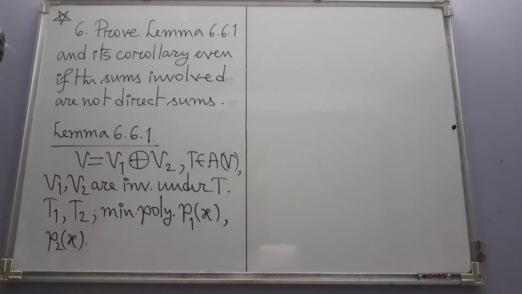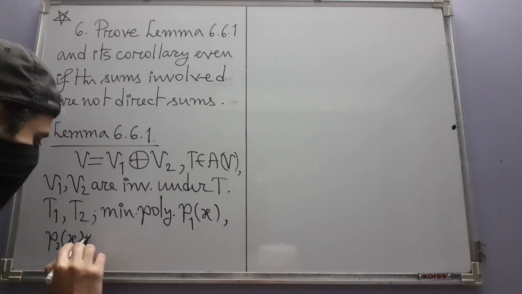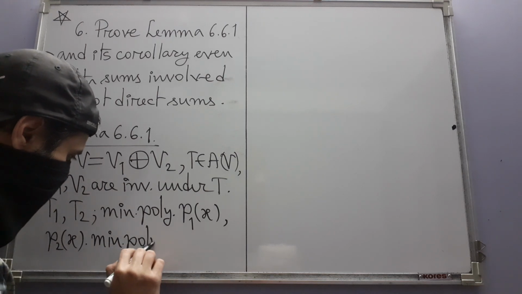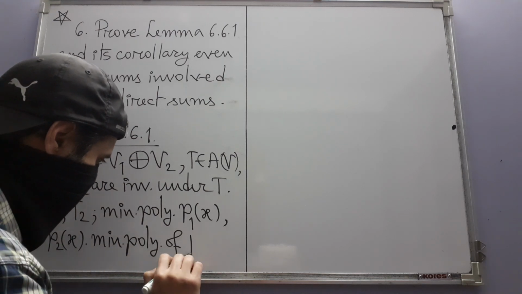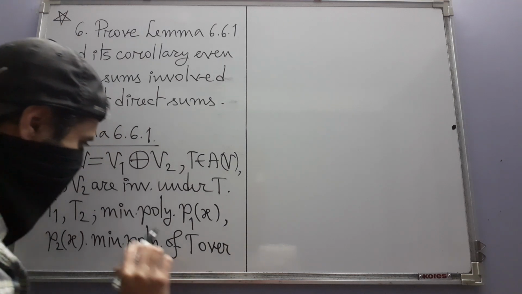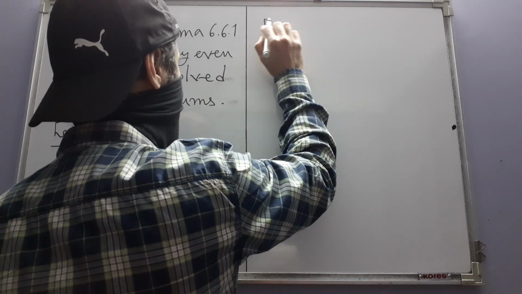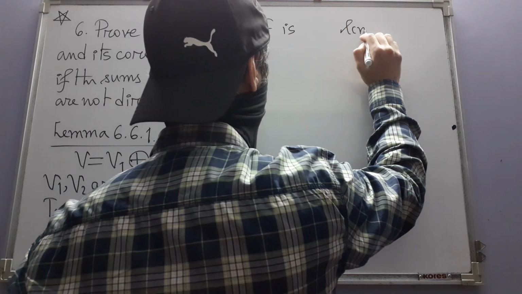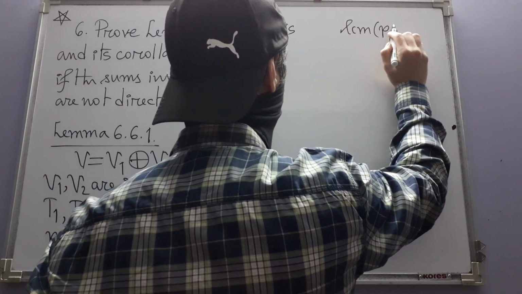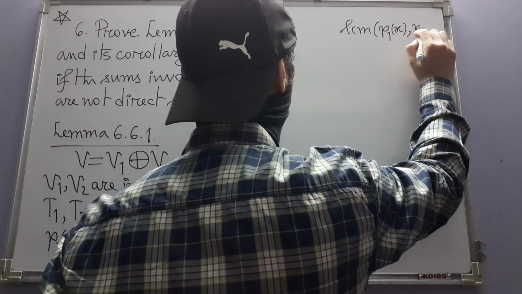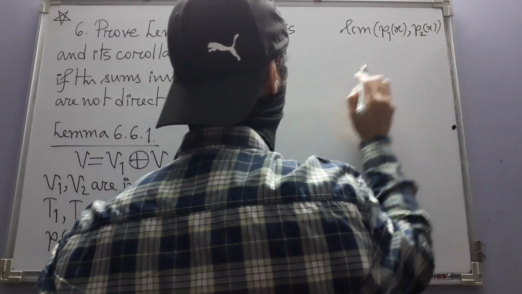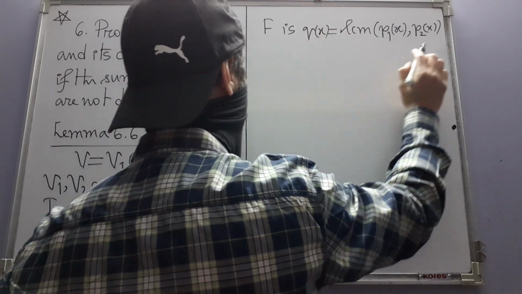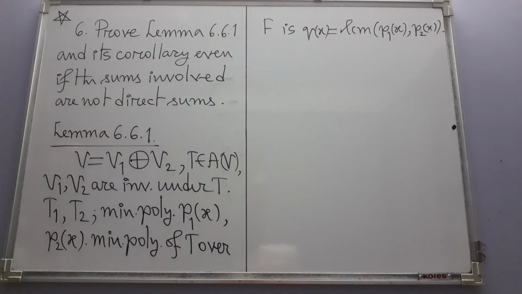And the conclusion of the lemma is that then the minimal polynomial of T over F, of the original operator over F, is the least common multiple of P1 and P2. Let us give this a name also. It will then be easy to write.